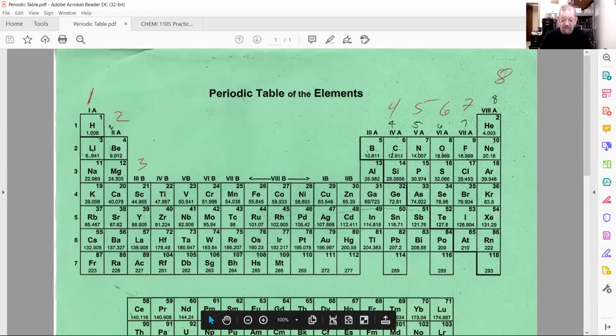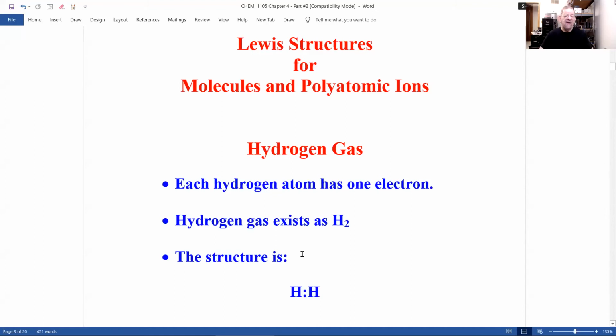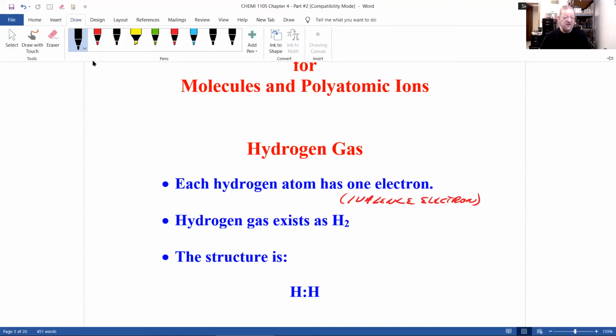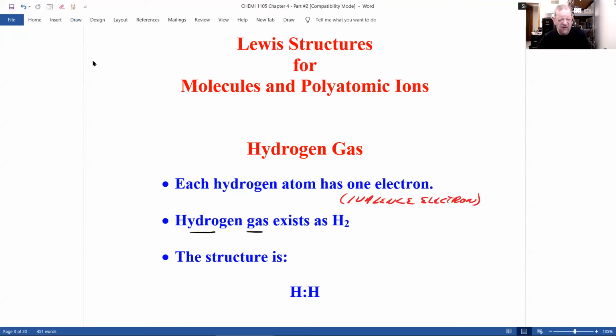So each hydrogen atom has 1 electron, also 1 valence electron. It's only got 1, that's the outermost. And the question is, how do you draw a structure? Well, hydrogen gas, which is a molecule, exists as H2.